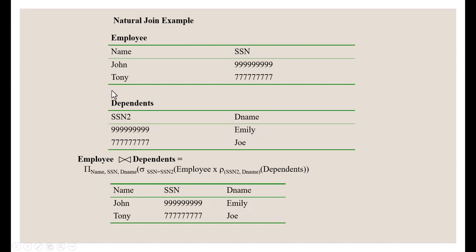The next row has Tony with sevens, and we can see that the sevens can be found here. So it's going to return Tony, the 7, and Joe. So it's returning the ones where we have common values for a particular attribute. Here, we're specifying that we want the SSN to equal SSN2.